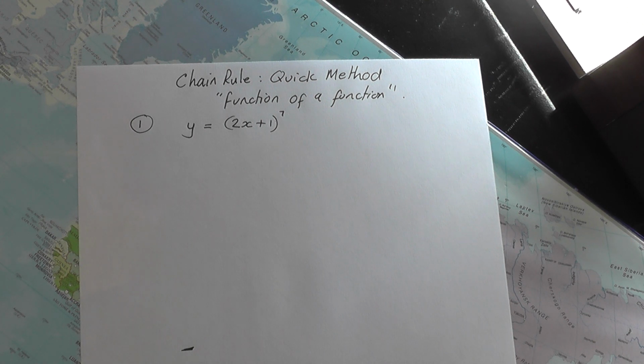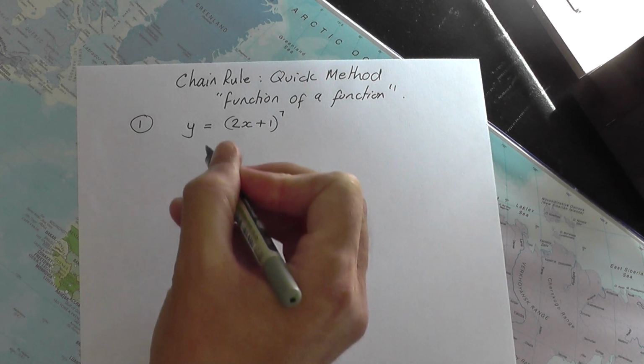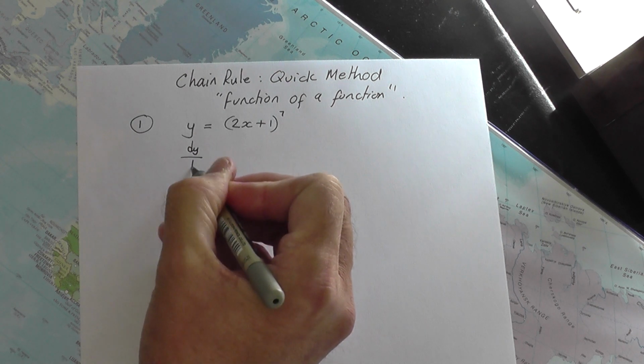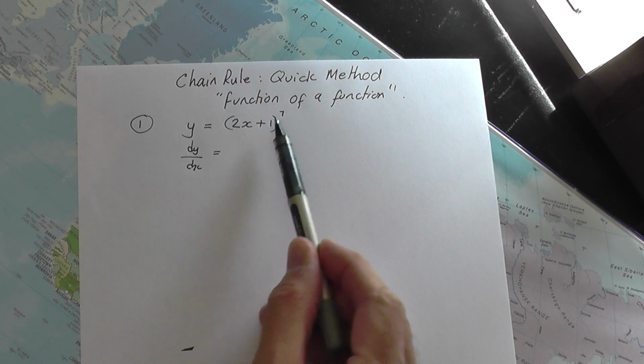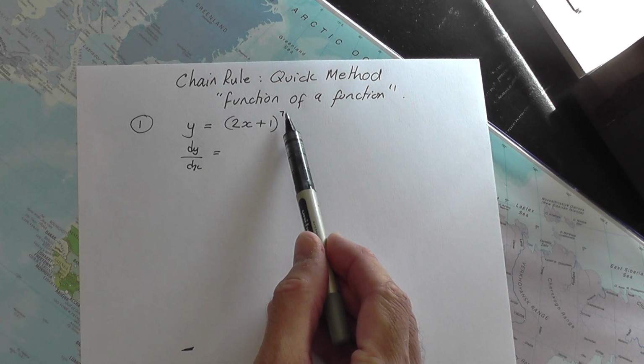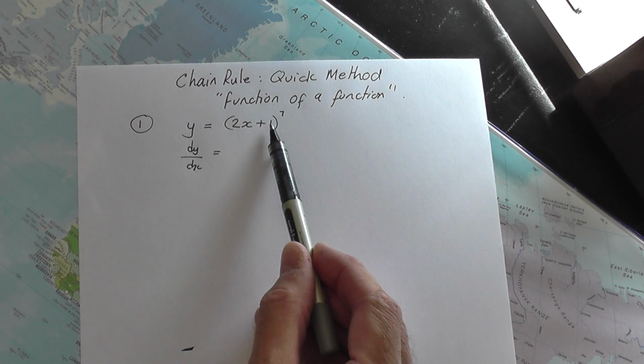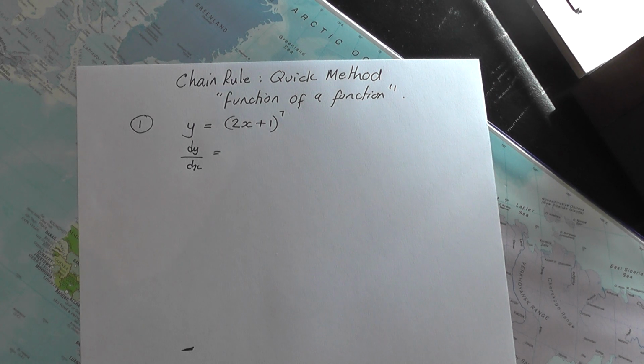But you can short circuit all that work by approaching it in the following way. And if you master this function of a function quick method, it makes chain rule questions really simple. So you can go straight to the answer. Dy by dx will be equal to, and this is what we say: you've got a function of x that's being acted on by a power 7 function. The power 7 acts upon the 2x plus 1, so the power 7 is said to be the priority function. And we deal with the power 7 first.